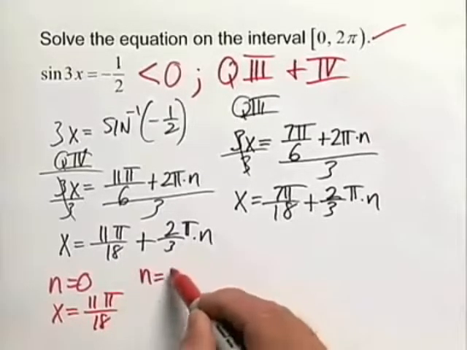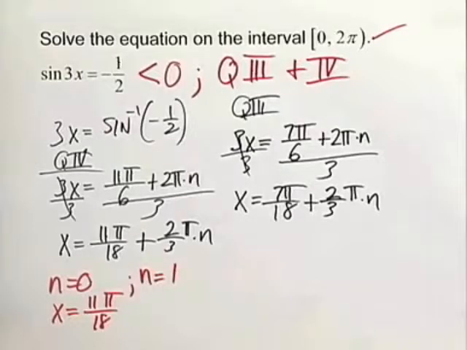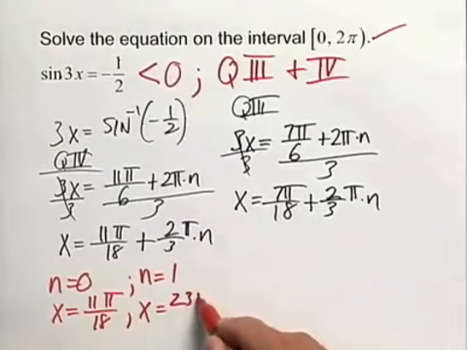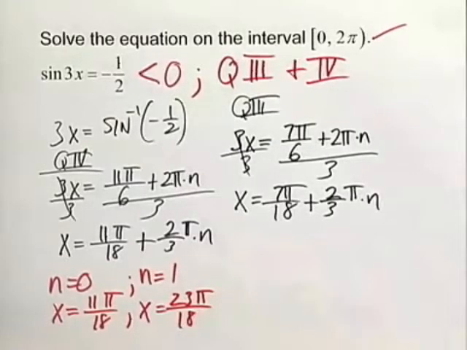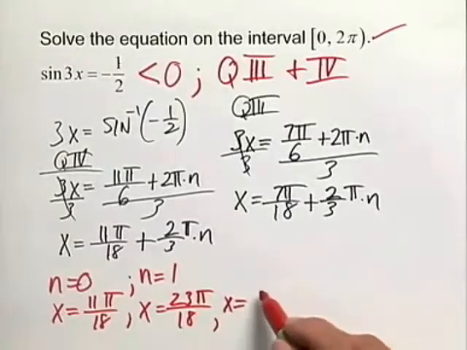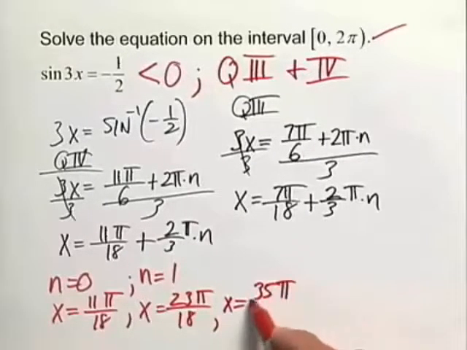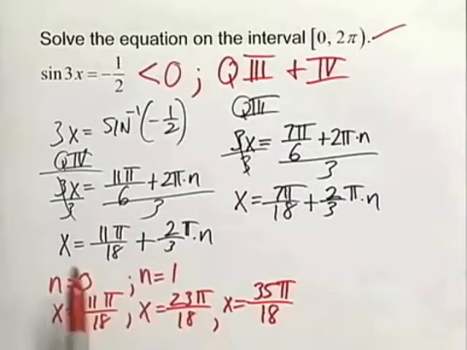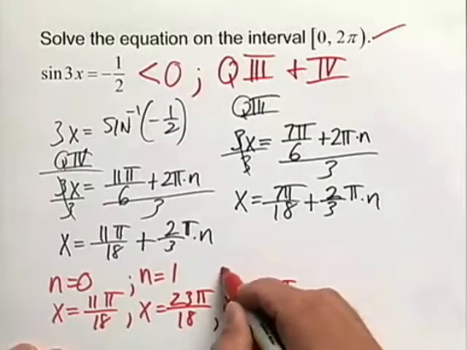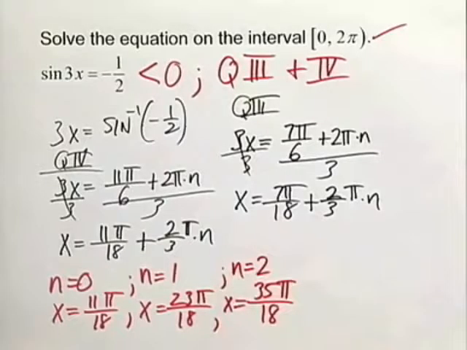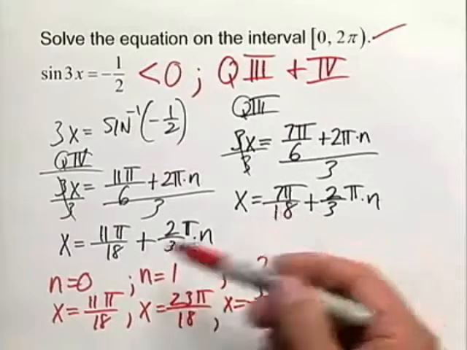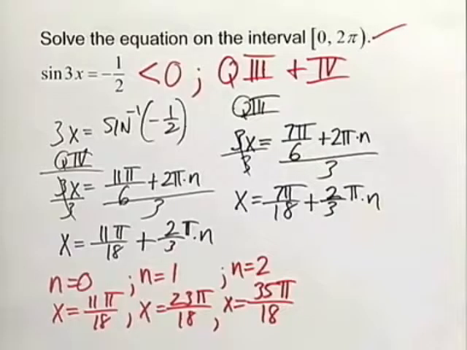When n is equal to 1, adding those together, we end up with another solution of x is equal to 23 pi/18. And finally, if we add n equals 2 there, we're going to end up with x being equal to 35 pi/18. And those are the 3 solutions from our first answer, x equals 11 pi/18 plus 2/3 pi n. Now, part of the reason that we don't go any further than this is if we plug in n equals 3, that will move our solution outside of our interval.